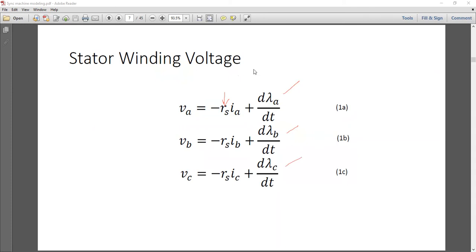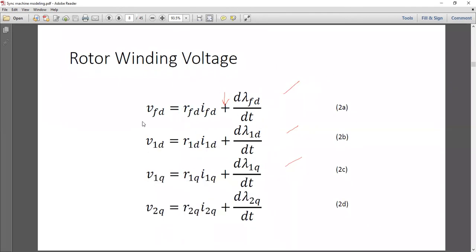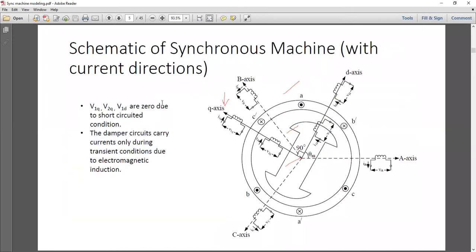These are the stator winding voltages. What about the rotor winding voltages? This is the answer to your question. VFD: what will happen to VFD? Remember, is current going into the field coil or coming out of the field coil? Let's see. It's going into the field coil. You see IFD here going into the coil, so the polarity of IFD should be plus. And VFD is the source voltage for the circuit here. This is the external field voltage, the voltage feeding the circuit.